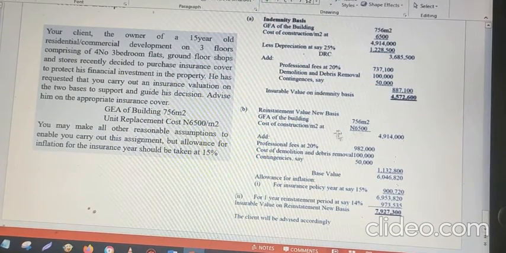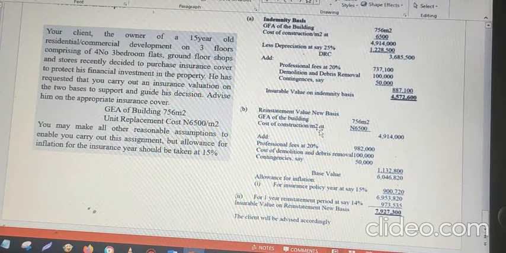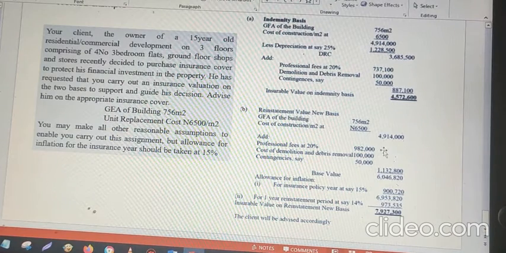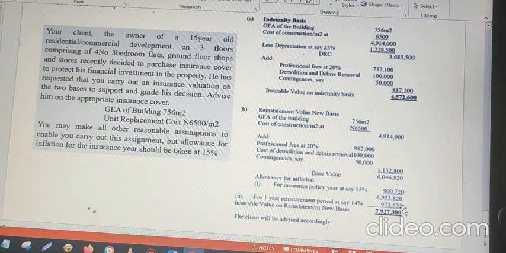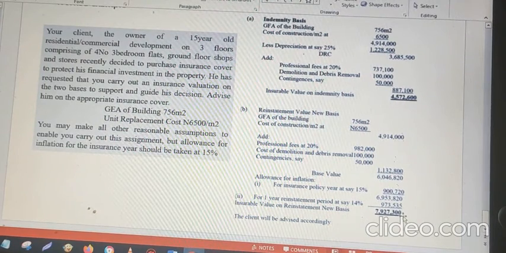B. The reinstatement value new basis. GFA of the building 756 m2. Cost of construction per m2 at N6,500. 4,914,000. Add professional fees at 20%, 982,000. Cost of demolition and debris removal 1 lakh. Contingencies, say 50,000. 1,132,800. Base value 6,046,820. Allowance for inflation: 1. for insurance policy year at say 15%, 900,720. 6,953,820. 2. For 1 year reinstatement period at say 14%, 973,535. Insurable value on reinstatement new basis 7,927,300.